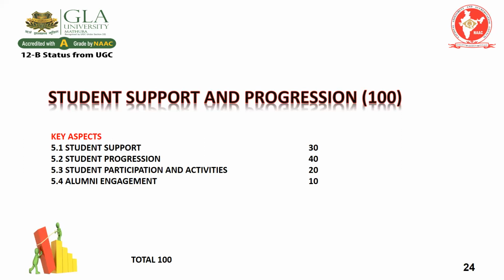Student progression: your students are moving where? You must get this information, that how many students are taking higher education in some other organization, and how many students got placed in different companies. Student participation in activities includes the number of awards and medals your students achieved during that particular session outside the campus in inter-university competitions, and the number of activities conducted by the HEI, and the alumni engagement program.